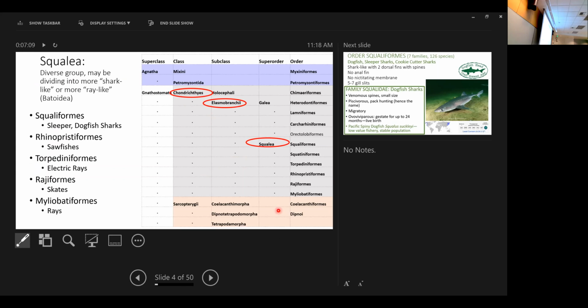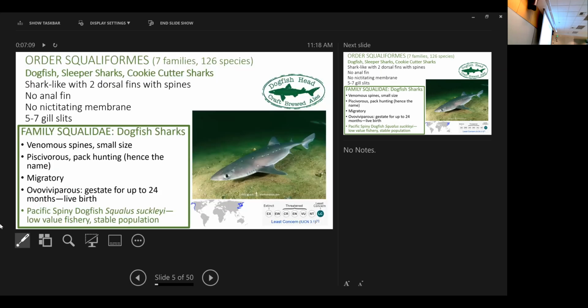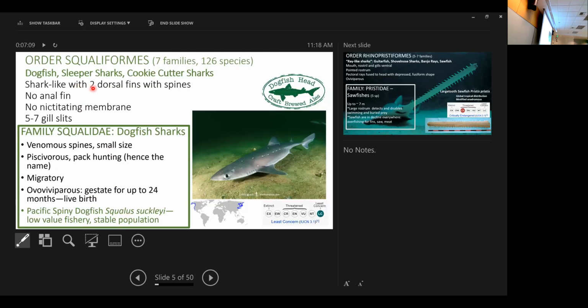I'm trying to do this so that people at home can follow when I point. But the rhinopristiforms, the sawfishes, the torpediniforms, the electric rays, the rajiforms, the skates, and the myliobatiforms, the rays. And so I'm going to swing through these basic groups.